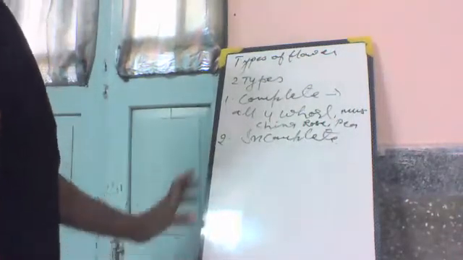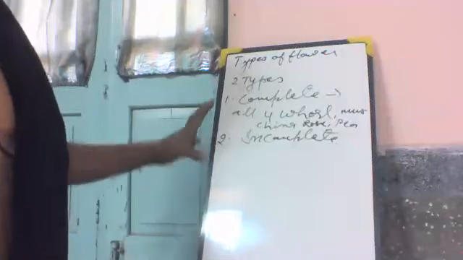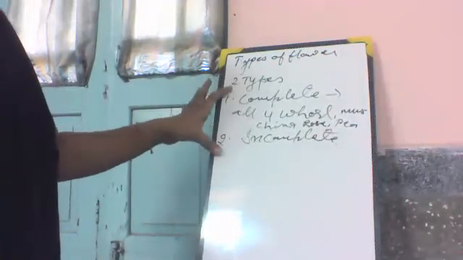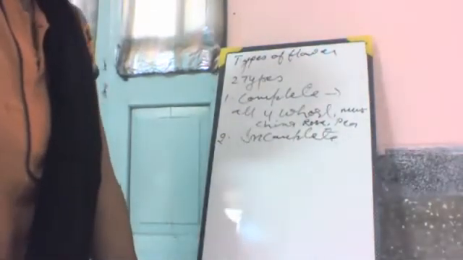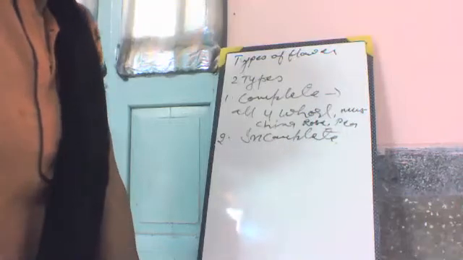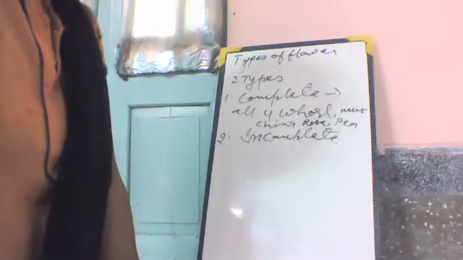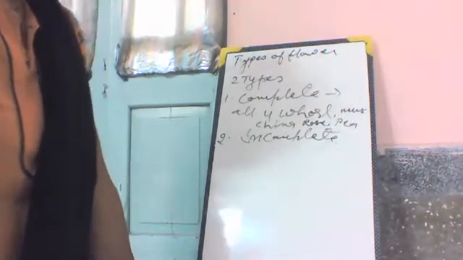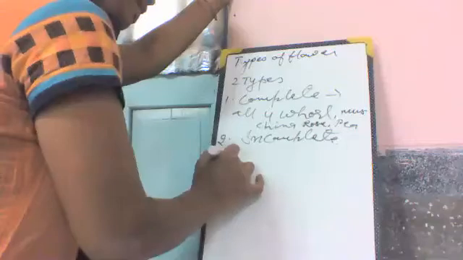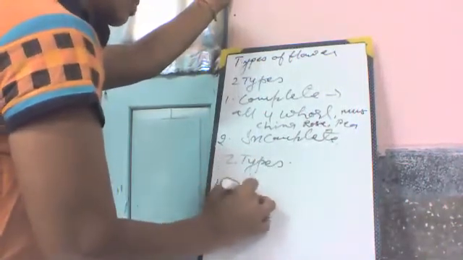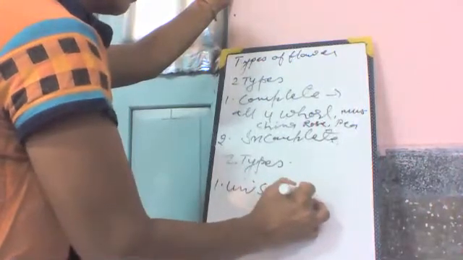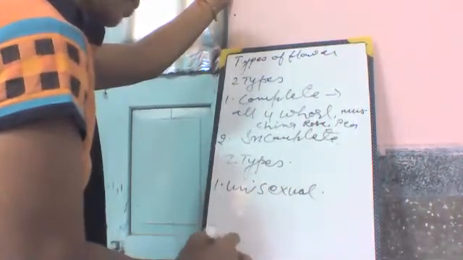The classification is done on the basis of whorls present in the flower. But the second classification is done with unisexual and bisexual flowers. It means in this type of flower there are again two types. First is unisexual and other is bisexual.